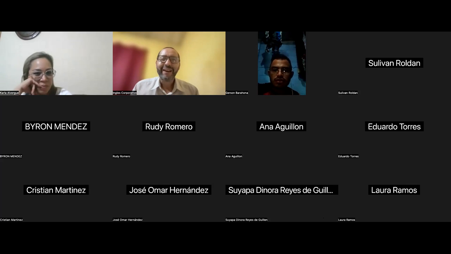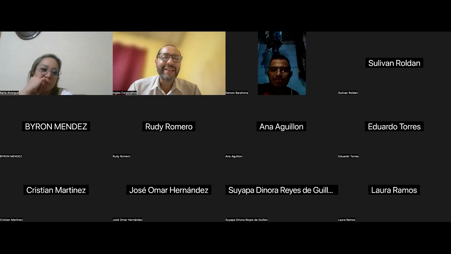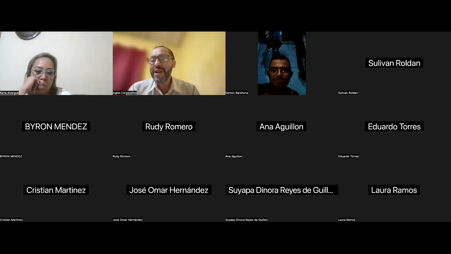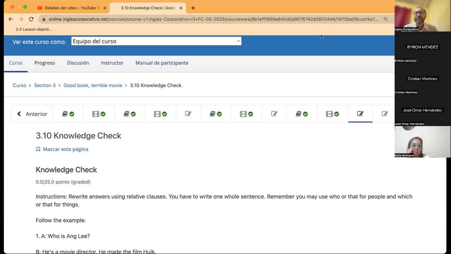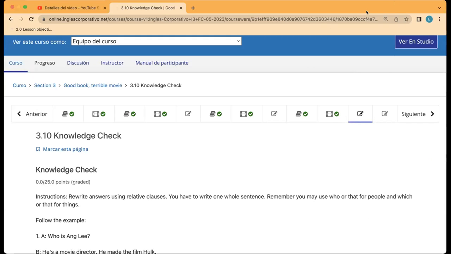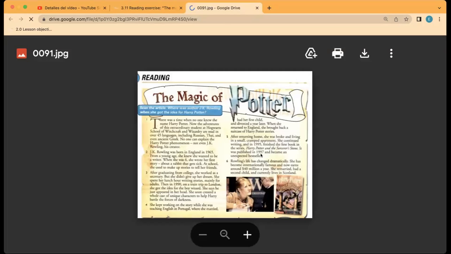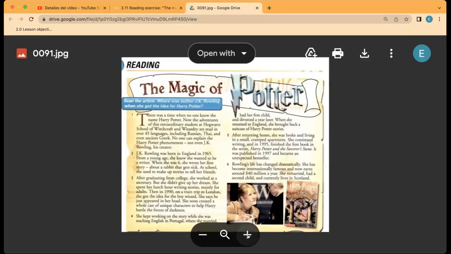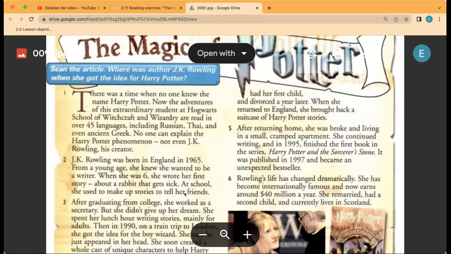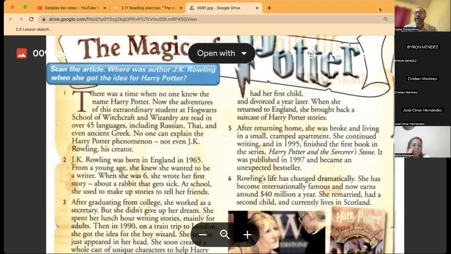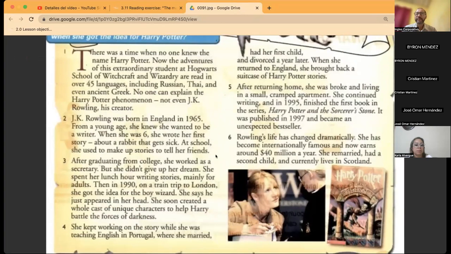It's okay. But in this moment, we are going to read a little article. We have a few minutes. We can start reading a little bit about the topic that we have. This is a super easy reading, very famous. Harry Potter, The Magic of Potter. Here we have six paragraphs. Who would like to read the first paragraph? Me. Please, Christian, please begin.